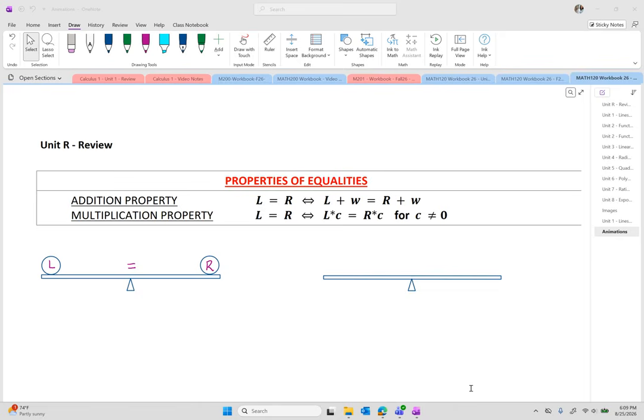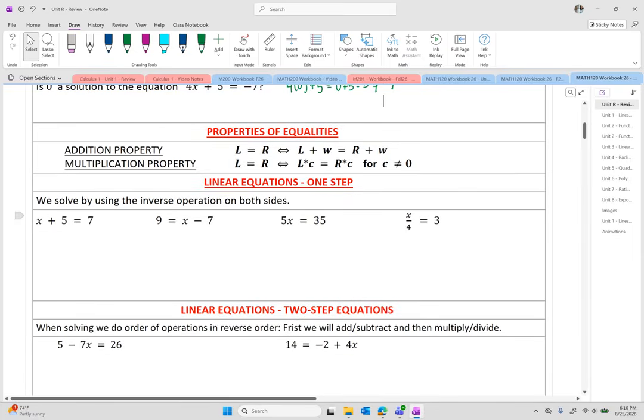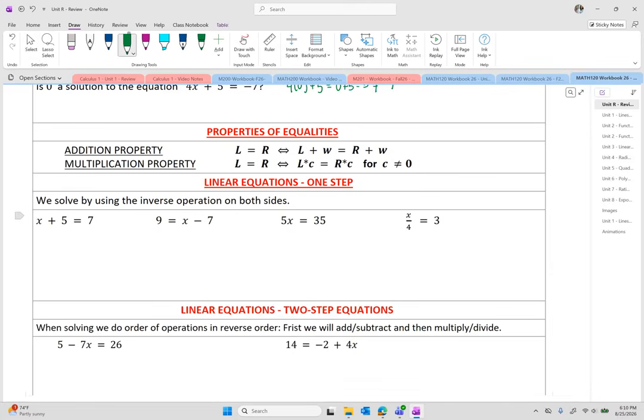So think about the addition property and the multiplication property and how they work, and let's see how we use them to solve equations. We solve one-step equations by using the inverse operation on both sides. For example, if x plus 5 is 7, x has to be 2, because 2 plus 5 will equal 7. In algebra, that translates as an addition of -5 on both sides, because this gets rid of the plus 5 and leaves x by itself, and 7 minus 5 will equal 2.